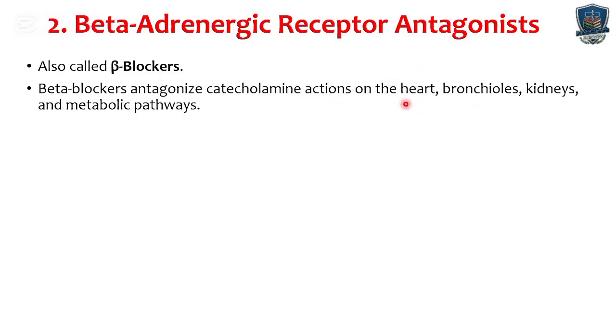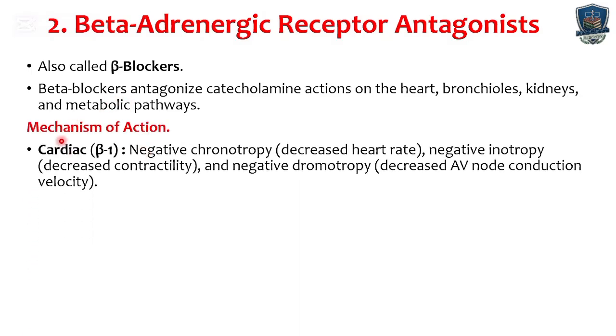We know that beta-1 receptors are found on the heart, and beta-2 receptors are found on the bronchioles. Beta-1 can also be found on the kidney, especially in the juxtaglomerular cells, and may have an impact on the metabolic pathways. Beta-1 receptors are found on cardiac tissue, so beta-1 blockers may lead to negative chronotropy, decreasing the heart rate. They may also lead to negative inotropy, decreasing heart contractility, and negative dromotropy, decreasing the AV node conduction velocity.